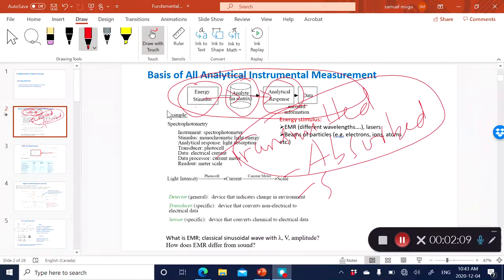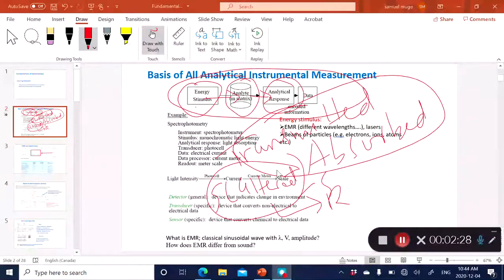Like I've said, some of the light can also be scattered. And when you're doing detection of light that is scattered, the spectroscopic technique is called Raman spectroscopy. And so on. There are many different types of spectroscopies out there.